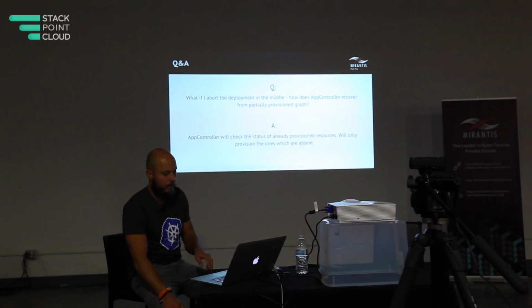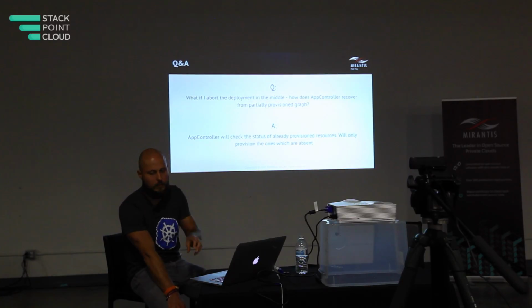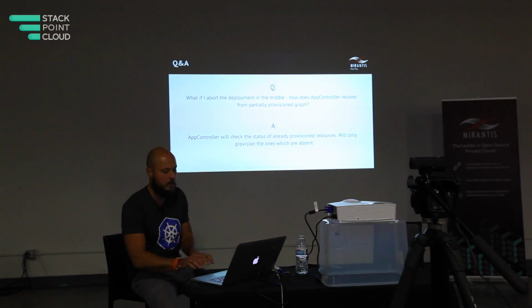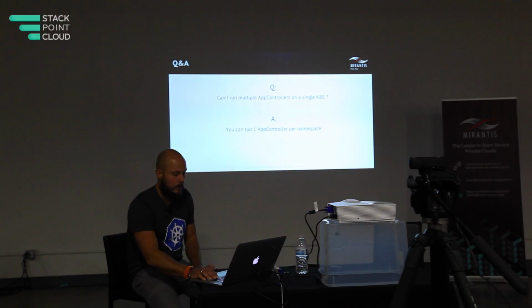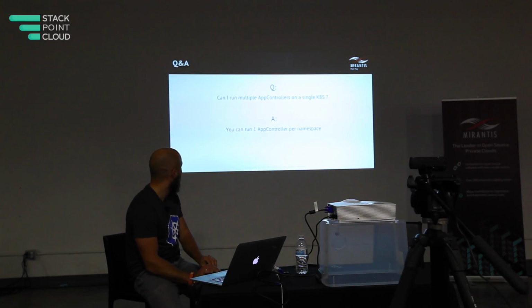So AppController is idempotent, so it will go through the graph again and recheck what resources have already been provisioned, and will pick up at the area of the graph where it encounters the first non-provisioned resource, and will continue from there. Can I run multiple AppControllers on a single Kubernetes installation? Yes, you can. You can run one AppController per namespace.